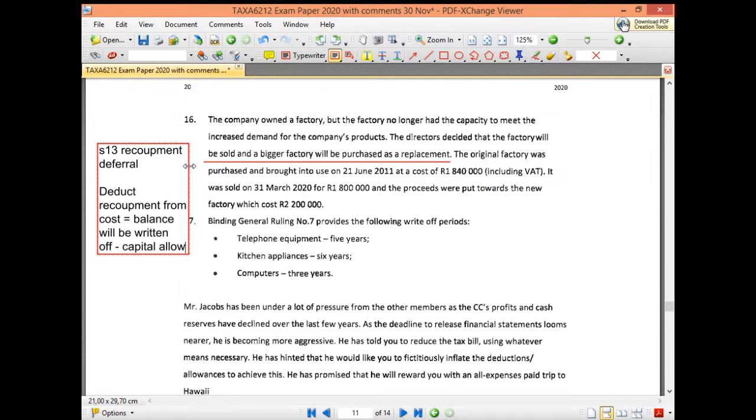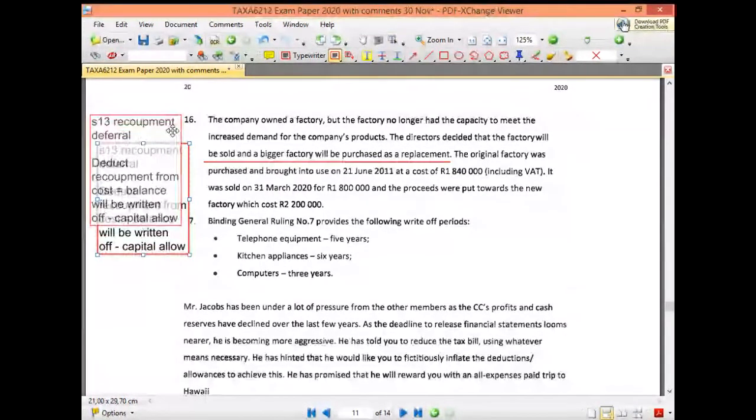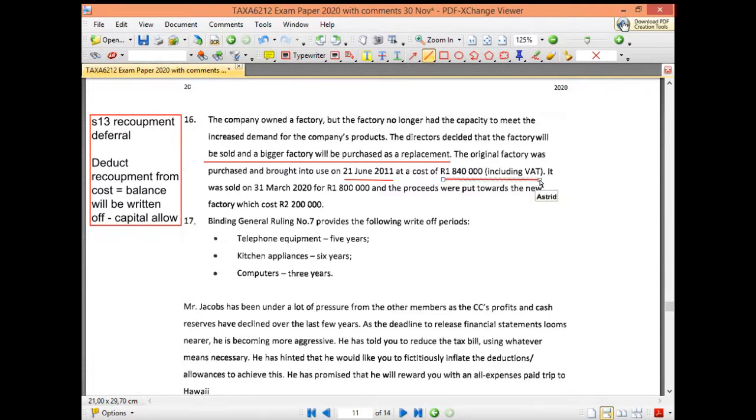Okay, so this is an exception to the rule, and because of the fact that they've stated in the additional information or in the note that they will apply this, this is where it is applicable. This is where the information is. They tell you the original factory purchase on the 21st of June 2011 cost 1.8 million including VAT, so we have to remove that firstly, and then it was sold for 1.8 million and the proceeds were put towards the new factory, and the new factory was 2.2 million.